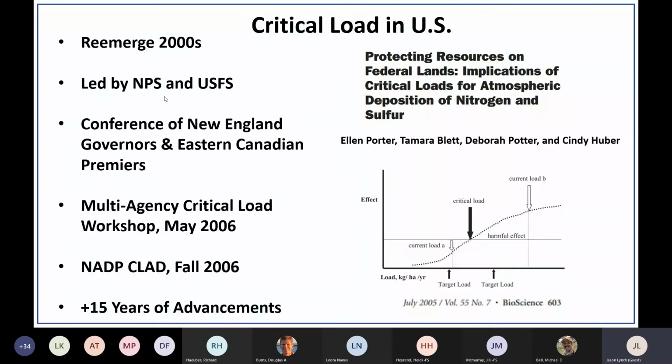It was led by the National Park Service and the US Forest Service and individual researchers. And in 2005, a really important publication was put forth by Alan Porter, Tamara Blatt, Deborah Potter, and Sydney Huber, which really brought this concept back. Their goal was to bring it back and use critical loads within a management context.